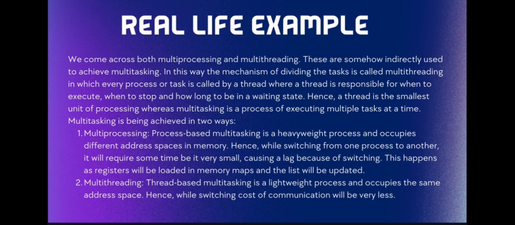So, multitasking is achieved in two ways. First, we have multiprocessing. Process-based multitasking is a heavyweight process and occupies different address spaces in memory. And we have multi-threading, which we are going to talk about today. Thread-based multitasking is a lightweight process and occupies the same address space, hence the cost of communication while switching is very low.